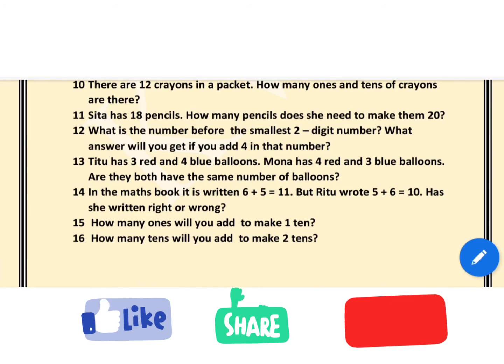Now the next question. How many ones will you add to make 110? How many ones will you add to make 110? So if you make 10 ones, then you will get 110. Understood? So the answer is 10 ones. 10 ones make 110. Okay.